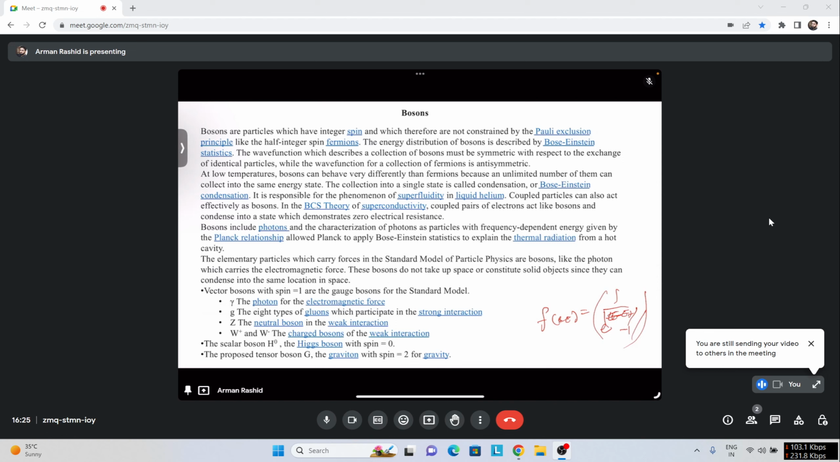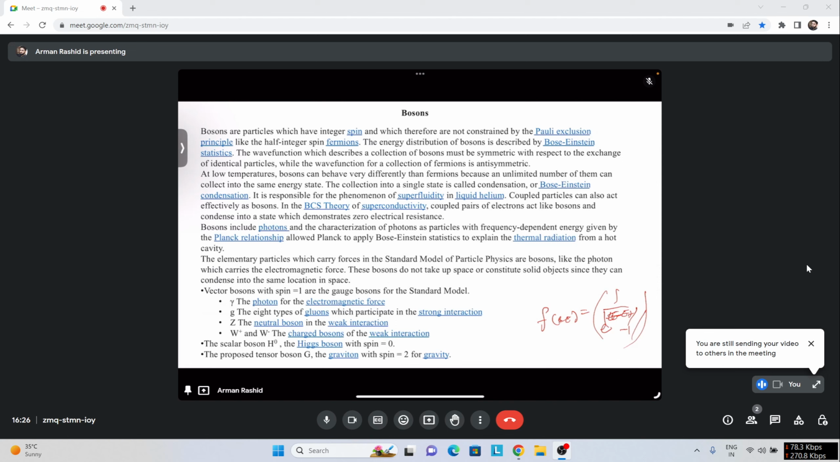The wave function of two bosons should be symmetric with respect to exchange of any two identical bosons, whereas the wave function of fermions is antisymmetric. At very low temperatures, bosons can behave very differently from fermions because an unlimited number of them can collect in the same energy state. In the case of fermions, once a state is occupied, others cannot occupy the same state because of Pauli's exclusion principle. But it is not the case for bosons. All the bosons can be present at the same energy level, so they behave differently.